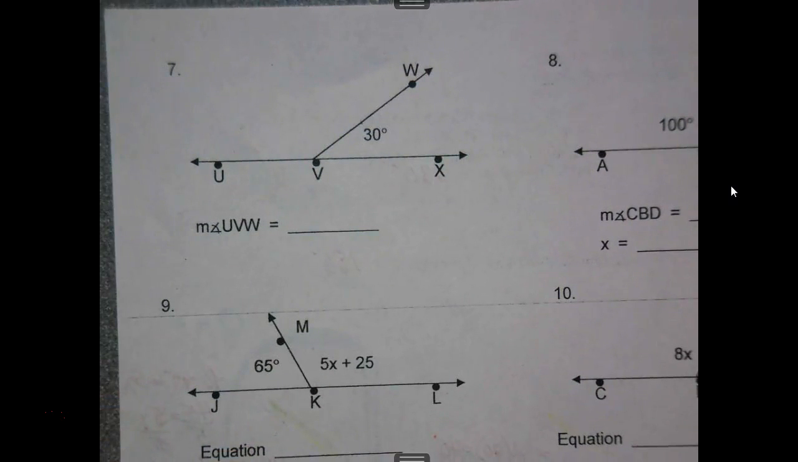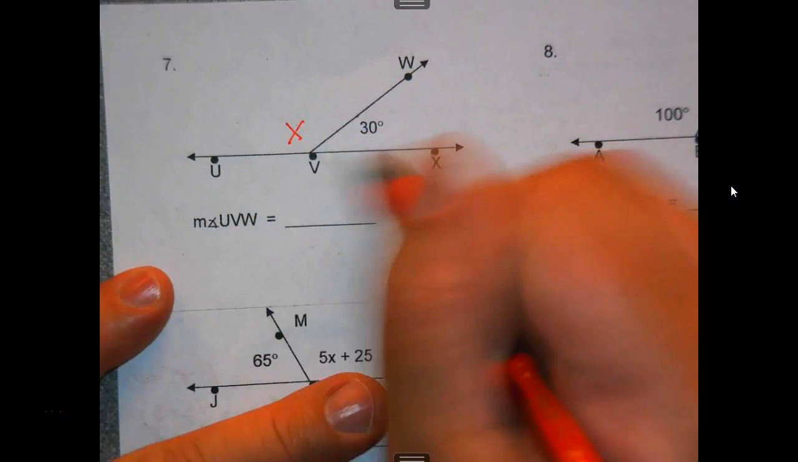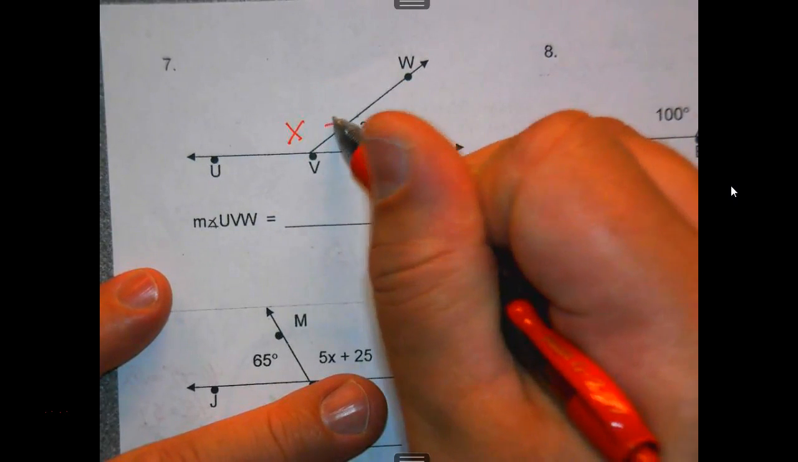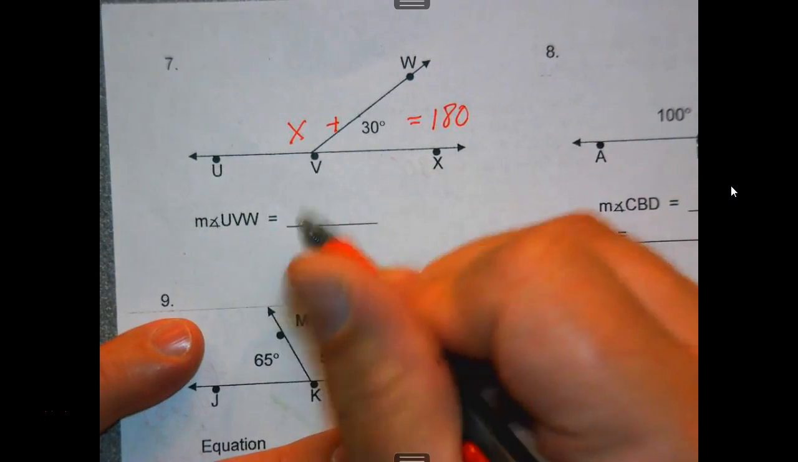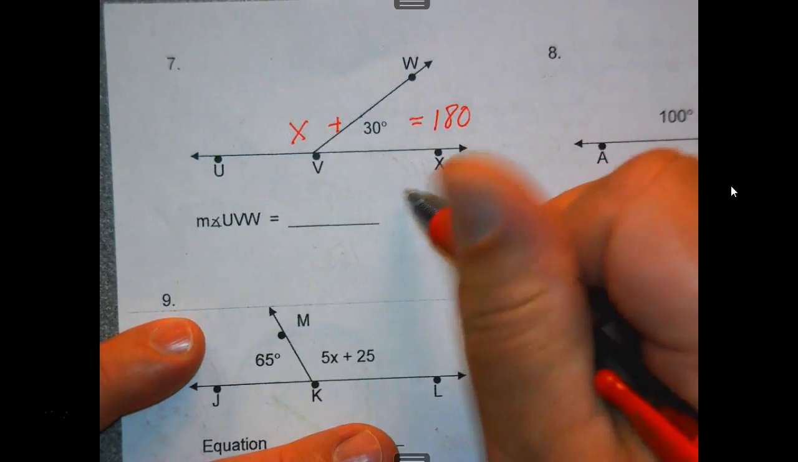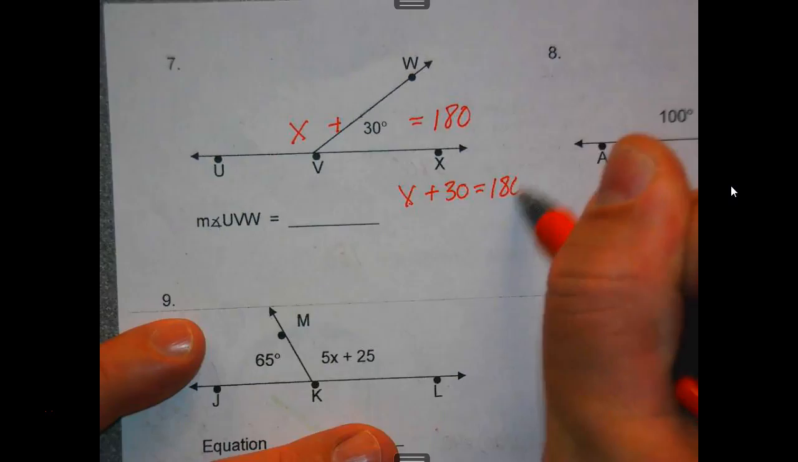Linear pair or straight line, what do they equal? Supplementary. So if I add these two together, they have to equal 180. So what's x? If I have x plus 30 equal 180, yeah, x equals 150.